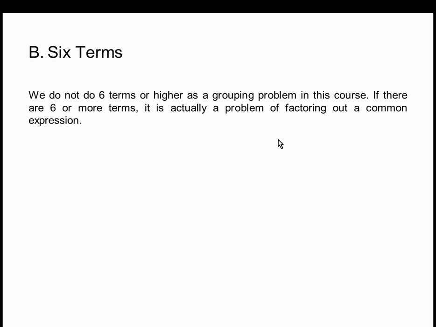Okay, now we do not do 6 terms or higher as a grouping problem in this course. That means we do some other factoring techniques, such as factoring out a common expression. If there are 6 or more terms, it's actually a problem of factoring out a common expression. Now, after we factor out a common expression, 6 terms in general requires the same tools in order to factor the grouping of first 3 and last 1. So for us, we don't do the grouping with 6 terms.